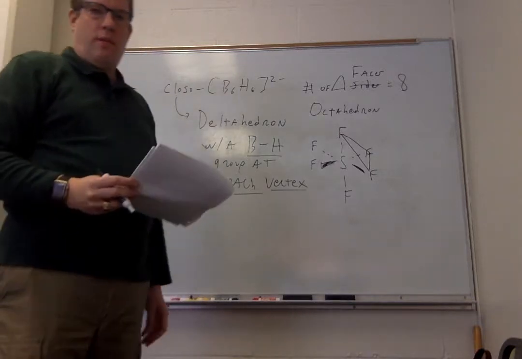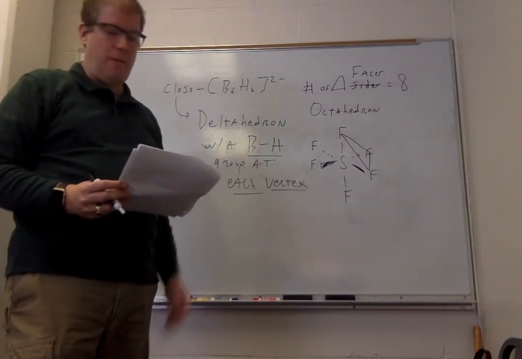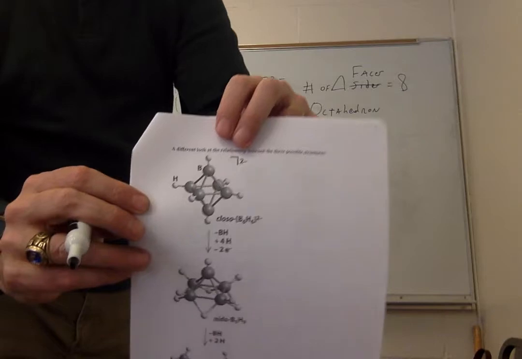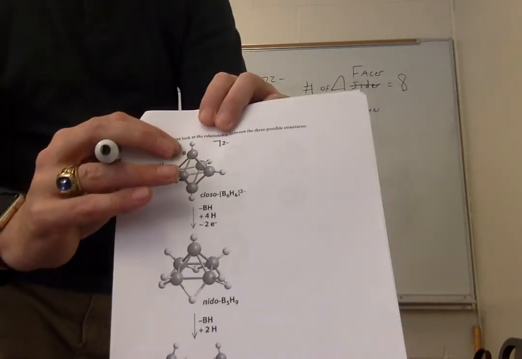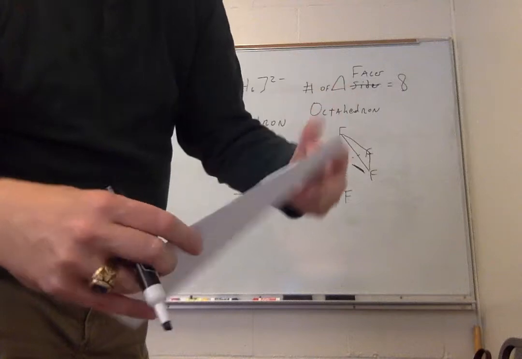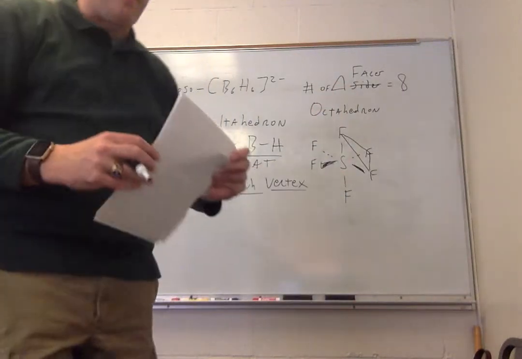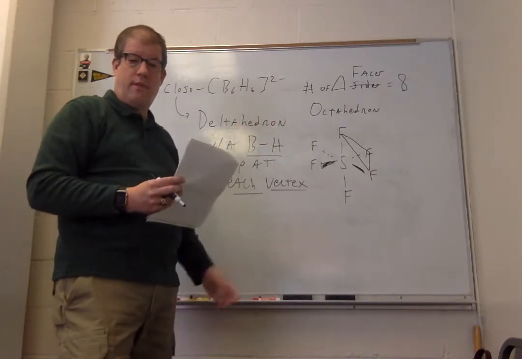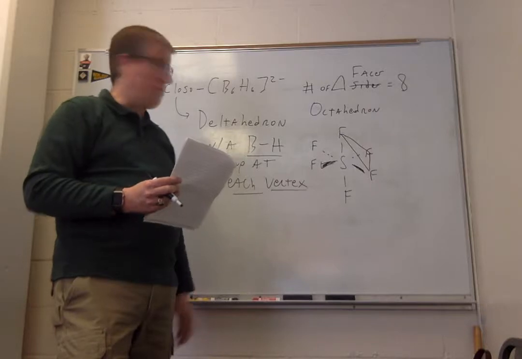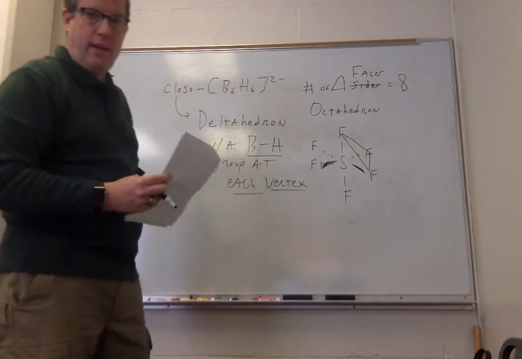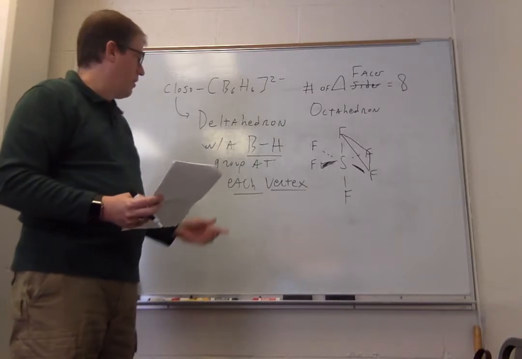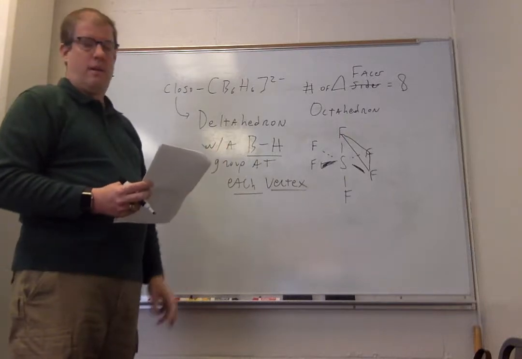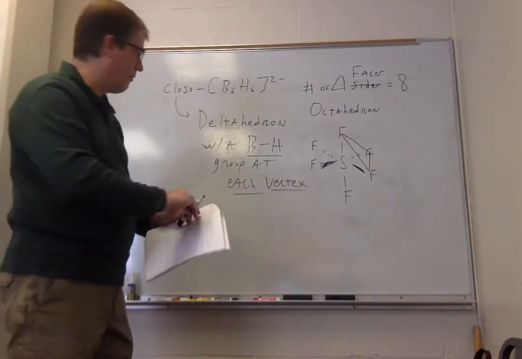You have a deltahedron with a BH group at each vertex. So, if you look at this up close, the boron is the large shaded sphere, the hydrogen is the small white sphere. At each vertex of the octahedron, each corner of it, of which there are 6, you have a BH group. Closo means exactly that. It's a deltahedral structure where each vertex is, if you will, occupied by a BH group.